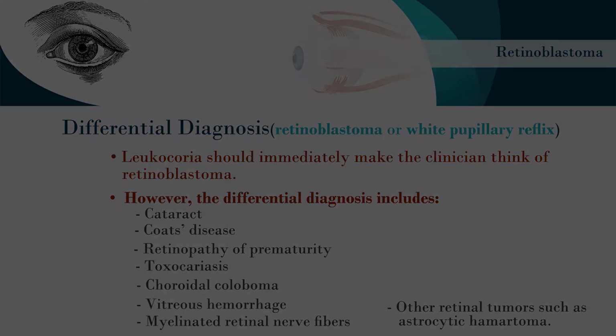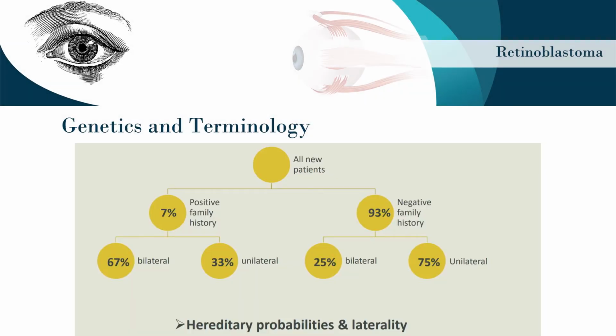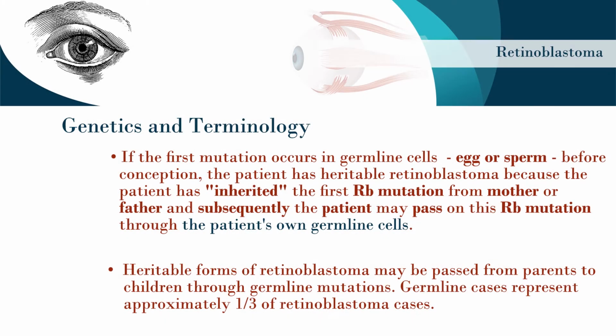The genetics and terminology of the patient with retinoblastoma: if the first mutation occurs in the germline cells, egg or sperm, before conception, the patient has heritable retinoblastoma, because the patient has inherited the first retinoblastoma mutation from the mother or father, and subsequently the patient may pass on this retinoblastoma mutation through the patient's own germline. The heritable form of retinoblastoma may be passed from the parents to children through germline mutation.